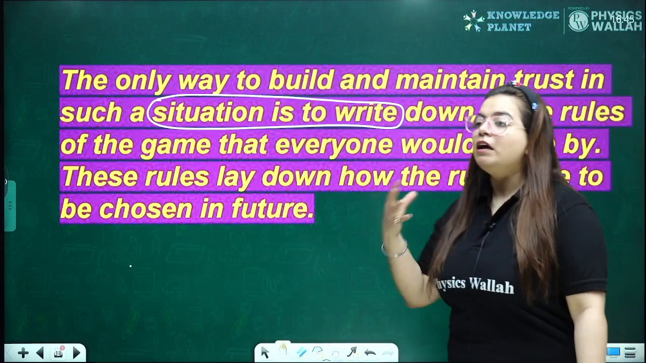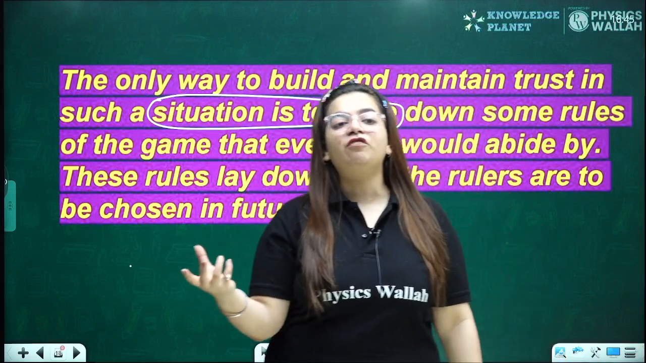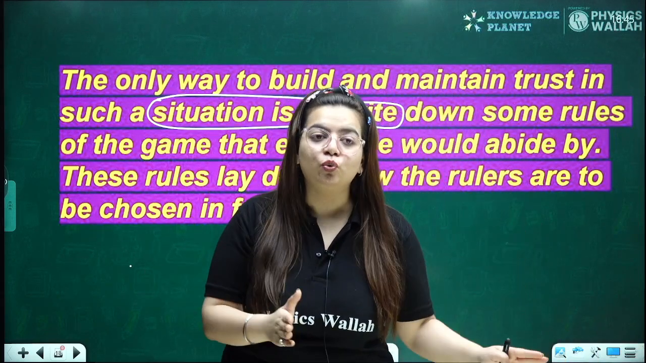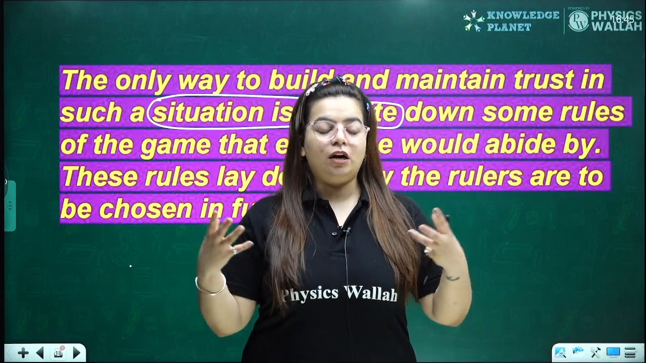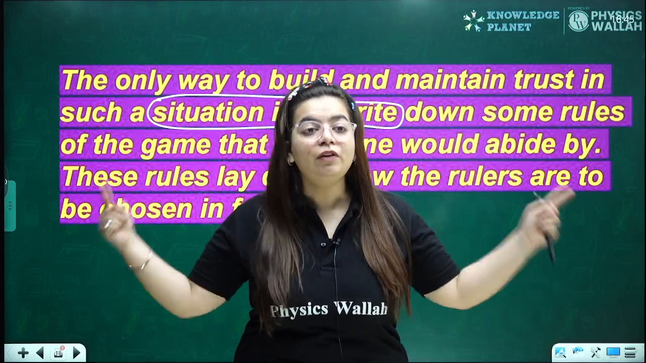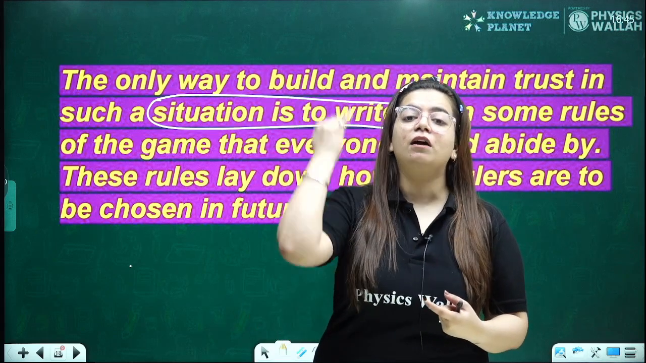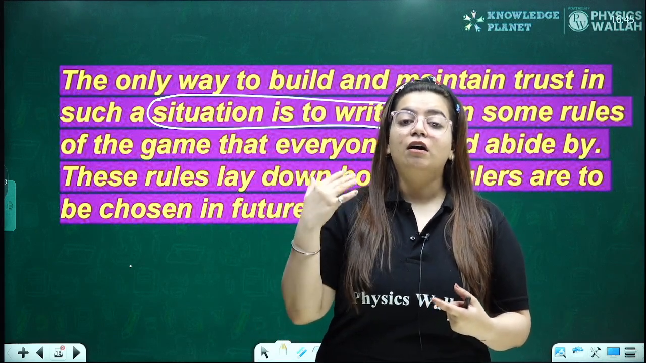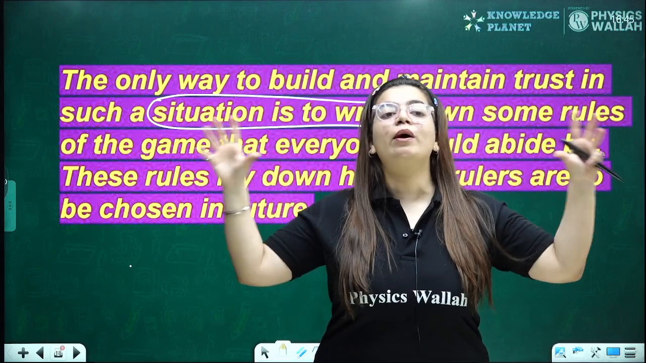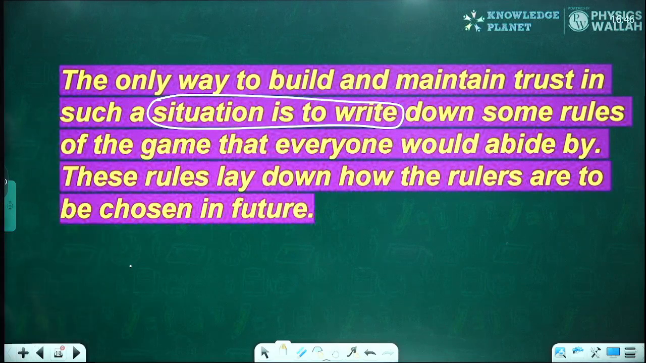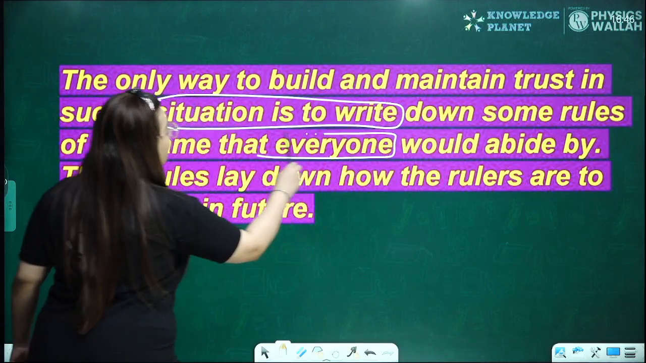Now the people here, the South African people, native people, colored and Indian people, decided that we should make such written rules and regulations that everyone should follow, which means no one is bigger or, we can say, lesser than this constitution. The law is big and everyone should go by the law. So they decided that we should write down some rules of the game that everyone should abide by.